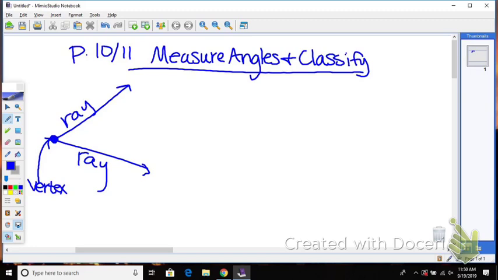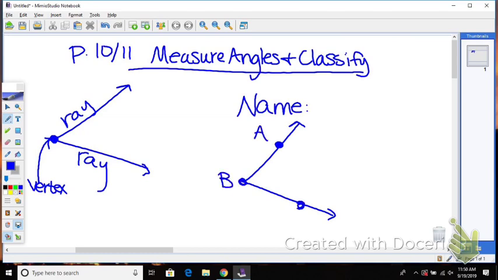Okay, the first thing we're going to talk about is how we would name angles. So we can name segments, we can name lines, we can name points, we can name planes, we can even name rays. Here's how you would name an angle. So here's this nice angle. I'm going to put a dot, and a dot. We're going to call it A, B, C. There are actually 3 ways to name this angle.